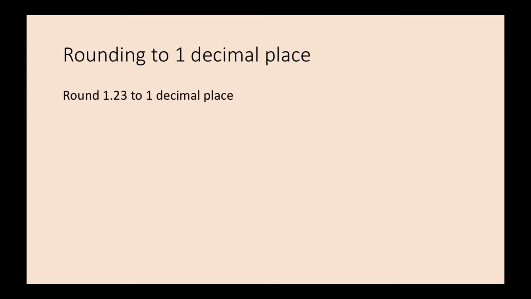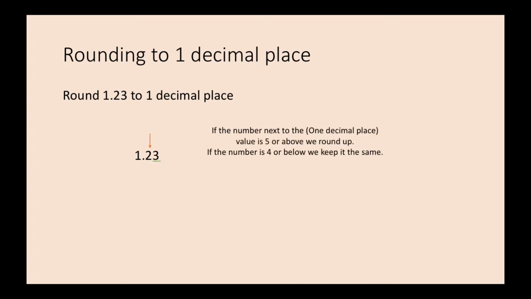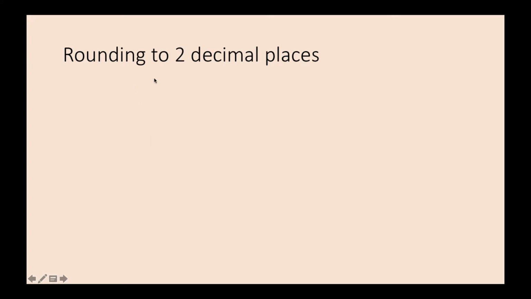Okay, let's do another one. So here we've got 1.23. I want to round to 1 decimal place. So I look at the 2 and I need to keep a number there. It's either going to be a 2 or the next number above 2, which is a 3. Okay, so it's a 3, and because it's a 3, we just leave it as it is. We leave it as a 2. So it becomes 1.2.